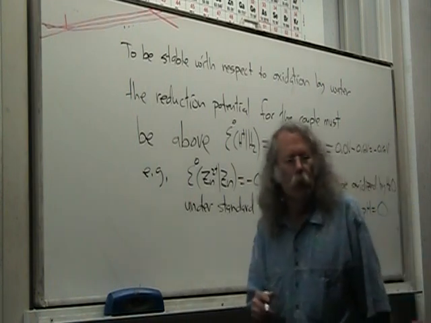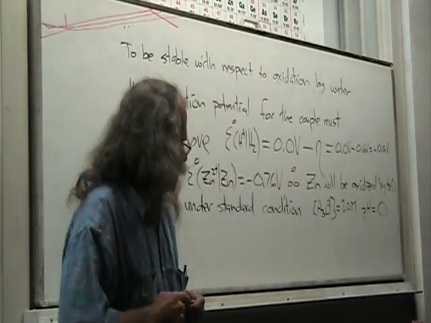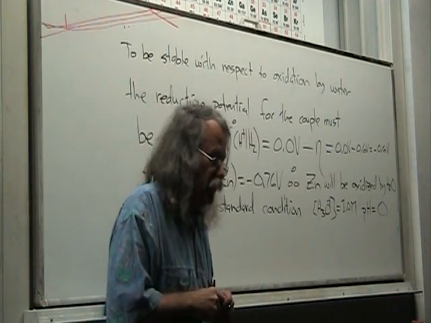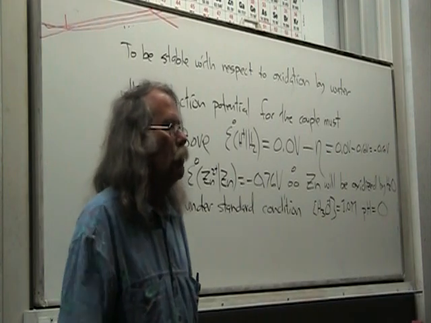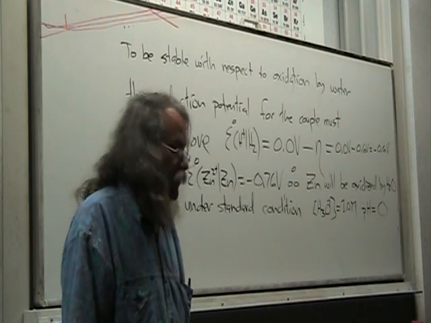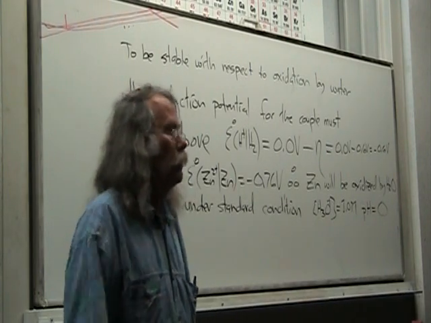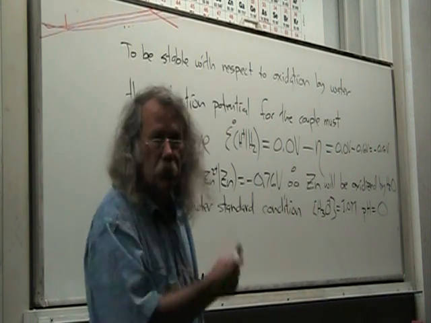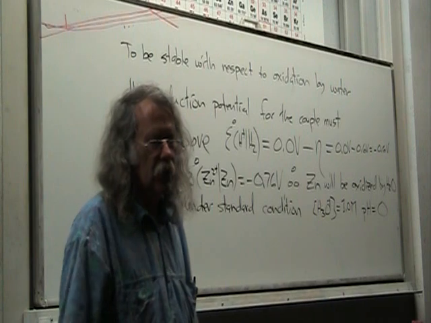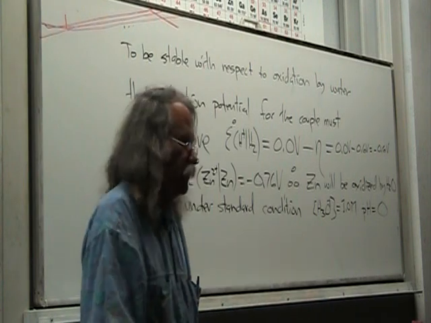So the pH 0. We're going to discuss it in terms of pH 0. At pH 0, you take a piece of zinc, you toss it into 1 molar acid, and it's going to dissolve. You'll see hydrogen bubbles come off. So zinc is unstable.